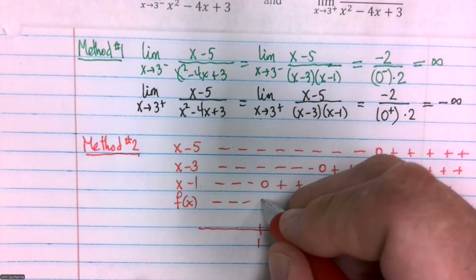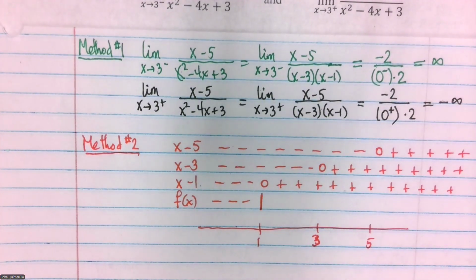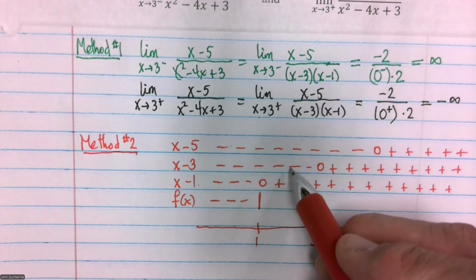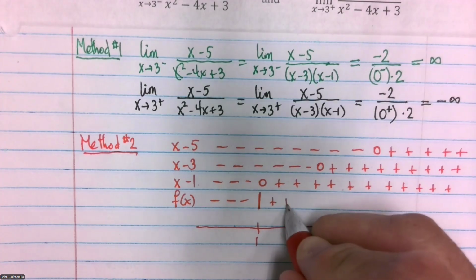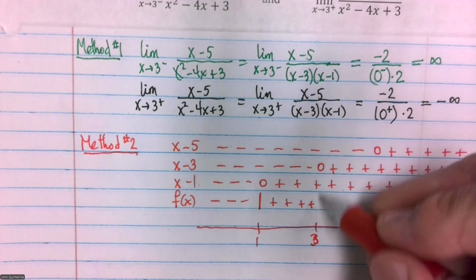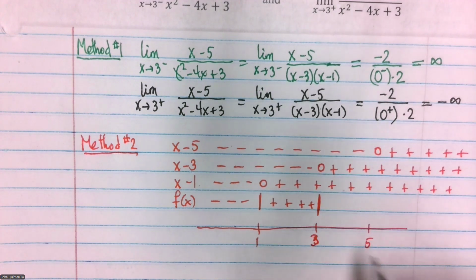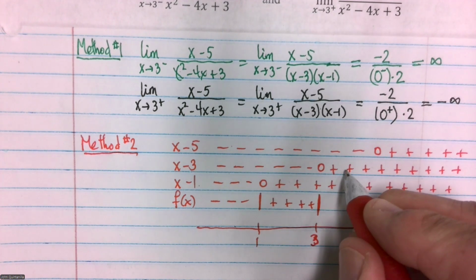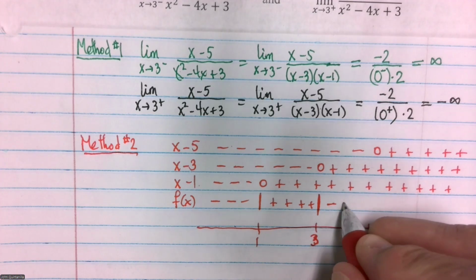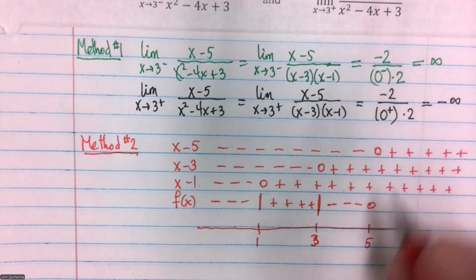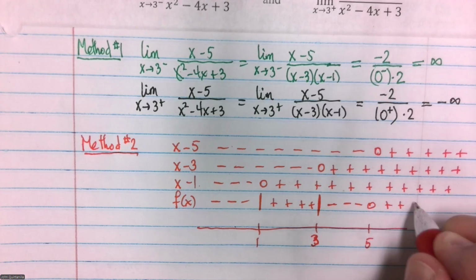Then I have a 0 in the denominator. So that's a vertical asymptote. Negative, negative, positive becomes positive. I have another 0 in the denominator, so that is going to be a vertical asymptote. Negative, positive, negative is going to be negative. Then I have a 0 in the numerator, and then finally positive.